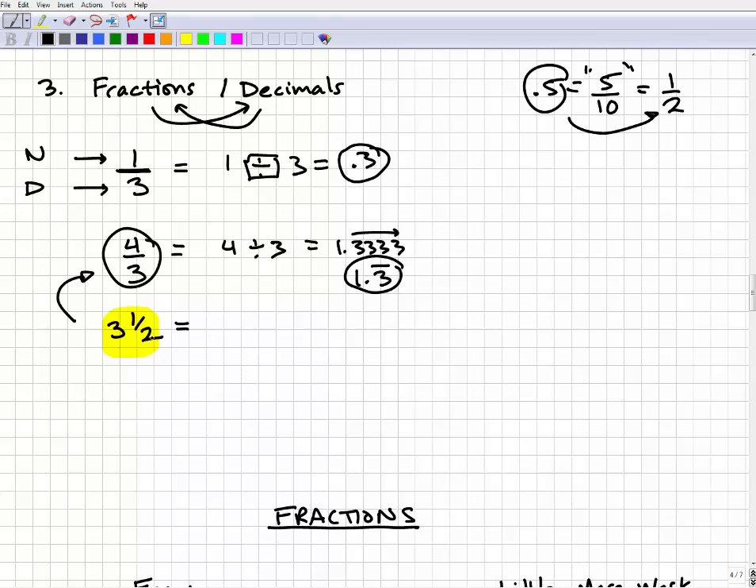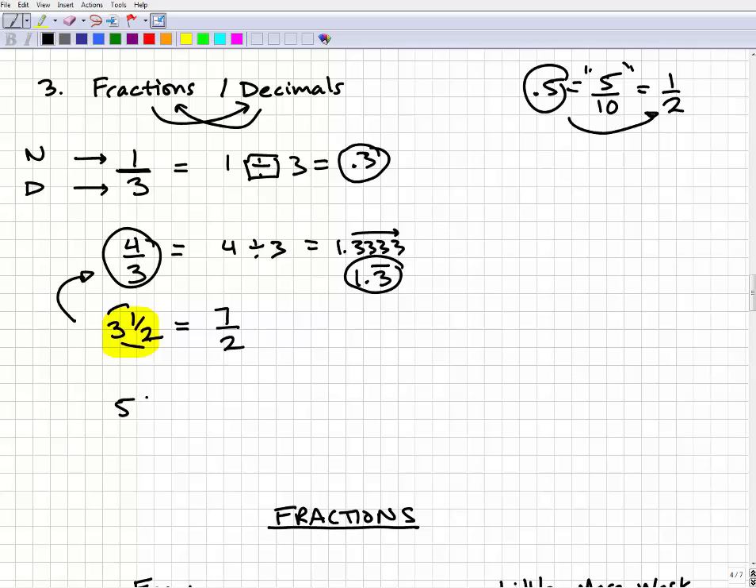Okay, so all we do is take this little 2 here, and we multiply it by this 3. So 3 times 2 is 6, and then we add the 1. That's 6 plus 1 is 7. We write that here, and then we write that little 2 down here. That's it. So now I have 3 1/2 as a mixed number, which is equivalent to the improper fraction 7/2.